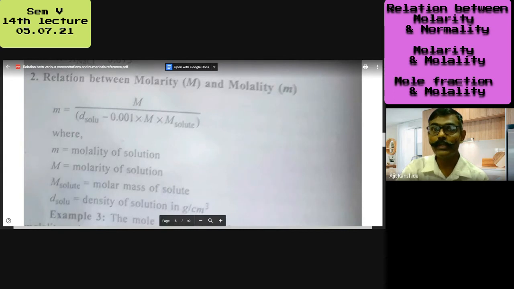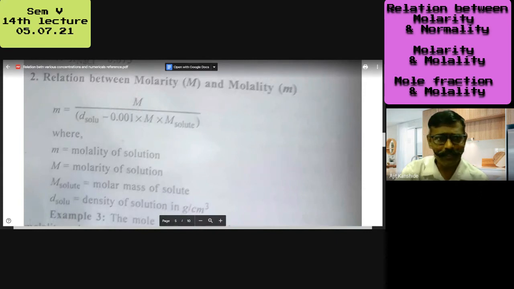Molarity into its molar mass into 0.001. Why 0.001? I told you to convert that per dm cube to per cm cube. In molarity, per dm cube is there, but I want gram, and for that M solute is considered. So this is the case for the density of solute. From solution I am subtracting density of solute.